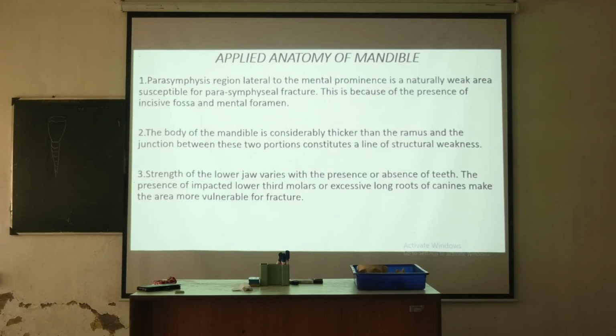And the body of the mandible is considerably thicker than the ramus, and the junction between these two portions constitutes a line of structural weakness. So another weak point is the junction between the body and the ramus, with a high chance of fracture. And the strength of the lower jaw varies with the presence or absence of teeth, and the presence of impacted lower third molars or excessively long roots of canines makes the area more vulnerable to fracture. If the roots are deeper, then it will be more vulnerable to fracture.